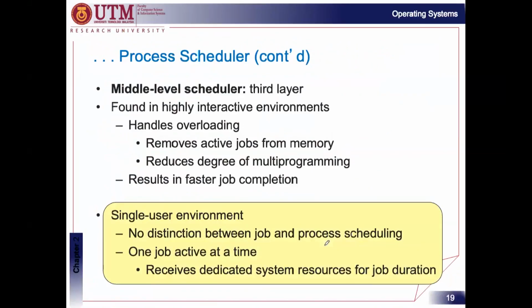The middle-level scheduler, the third layer, is found in highly interactive environments. It handles overloading, like removing active jobs from memory and reducing the degree of multiprogramming, which finally results in faster job completions. For the single-user environment, there is no distinction between job and process scheduling. One job is active at a time and receives dedicated system resources for the job's duration.